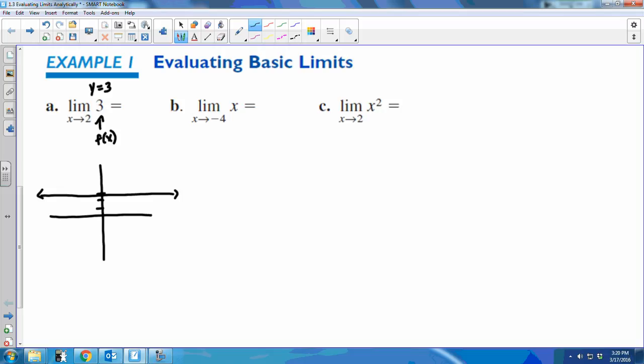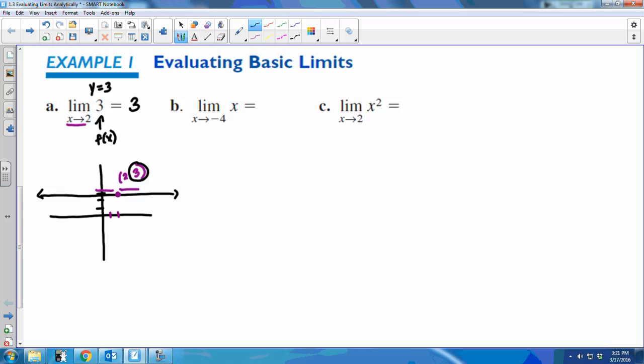Okay? So as x approaches 2, from the right and from the left, we're approaching this point right here, which is the point (2, 3). There's not a hole there. There's not a gap there. So all we do is we look at the y value. Remember, the limit value is the y value that we're approaching. So our limit equals 3. We just have a point there.